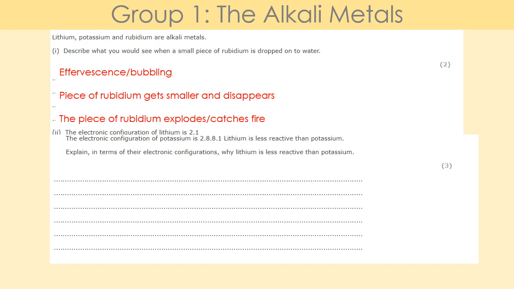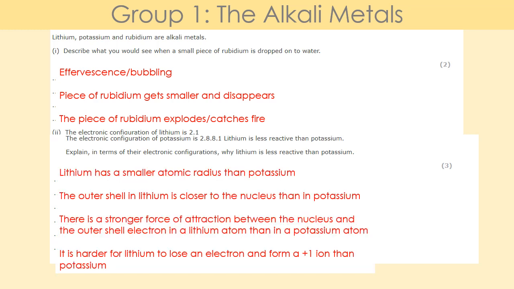You need 2 of these points to get both the marks, so make sure you've got at least 2 of them. Our second question is asking about that reactivity. So our answer is lithium has a smaller atomic radius than potassium. The outer shell in lithium is closer to the nucleus than in potassium. So there is a stronger electrostatic force of attraction between the nucleus and the outer shell electron in a lithium atom than in a potassium atom.